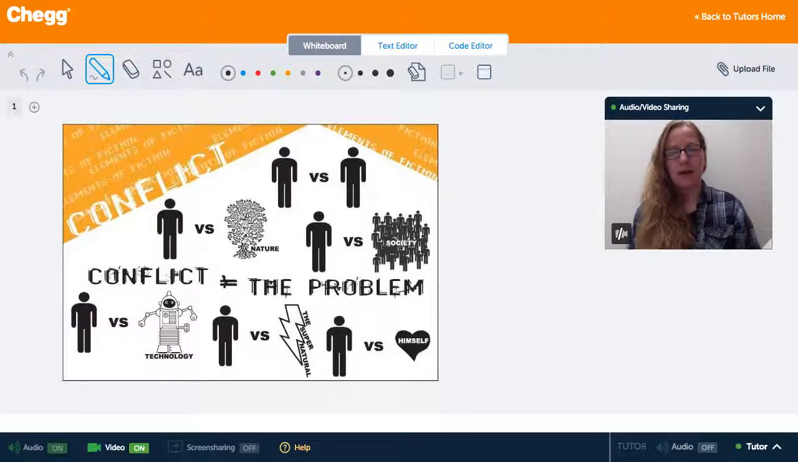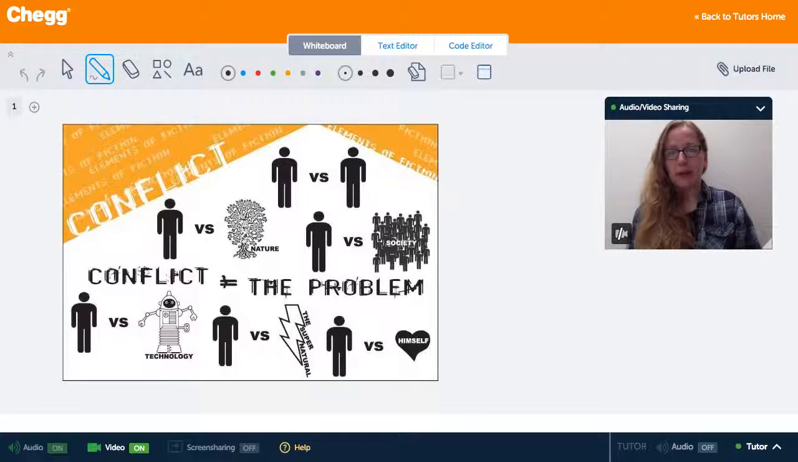Another type of conflict is person versus society. This is where the main character is conflicting with society as a whole. This can be because a large group of people are conflicting with them, or because the ideals of the society are in conflict with the character. A couple of examples of this are To Kill a Mockingbird and Fahrenheit 451.